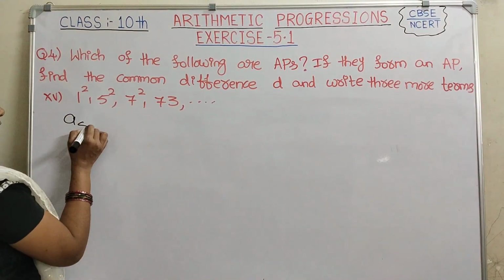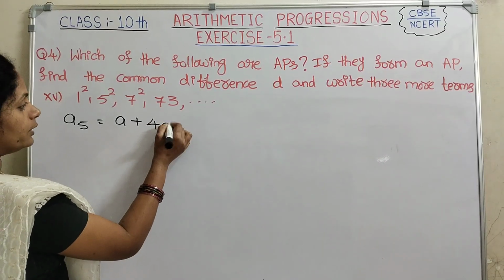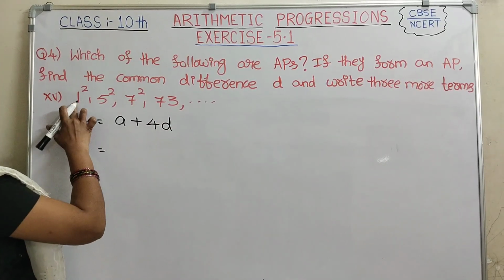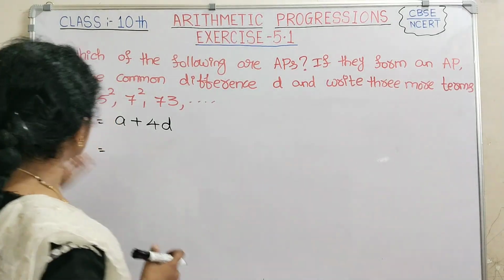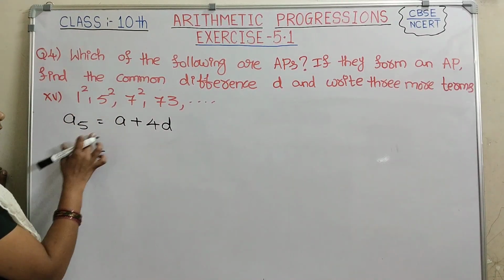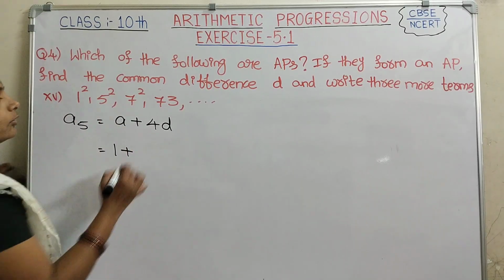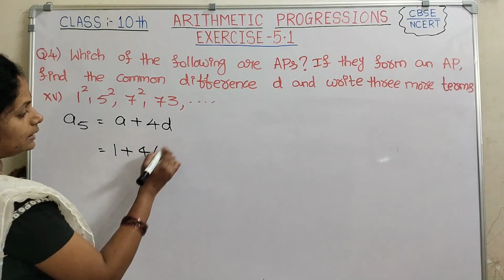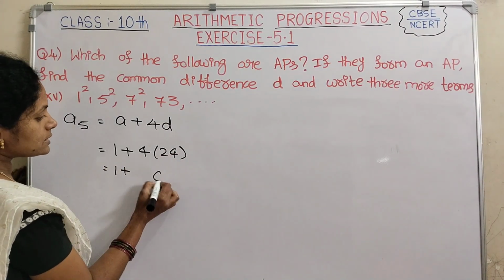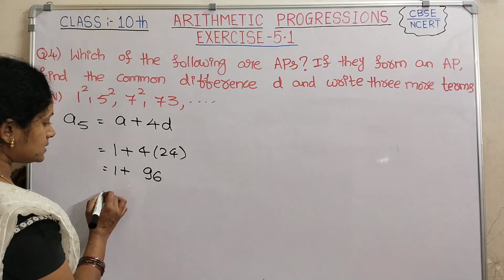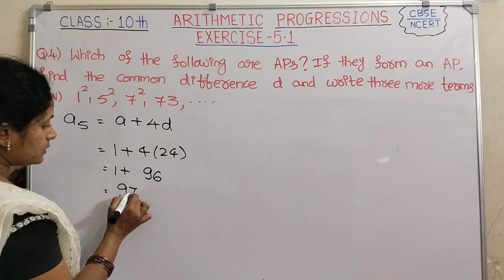Next three more terms. A5 is equal to A plus 4 into D, because here A1, A2, A3 and A4, 4 terms are given. We have to find out the next three more terms. A5, A6 and A7. A5 will be A plus 4D. A is 1, 1 square is 1. 4 into D is 24. 4 into 4 is 16, 4 2 is 8 plus 1, it is 9 because 1 was the carry. So 96 plus 1, 97.